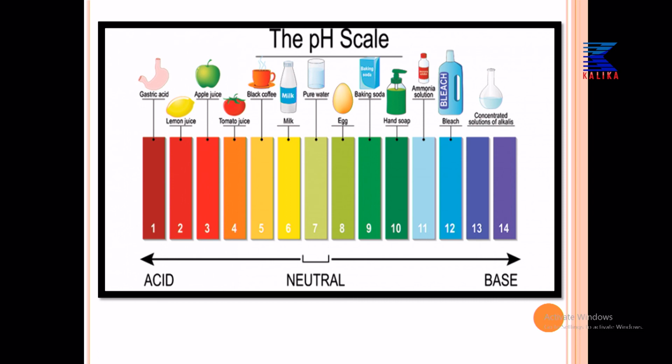From this table I think we are very clear about what is universal indicator, what are pH scales, what is the pH range, what does pH range stand for. These figures make us clear about the pH range too.